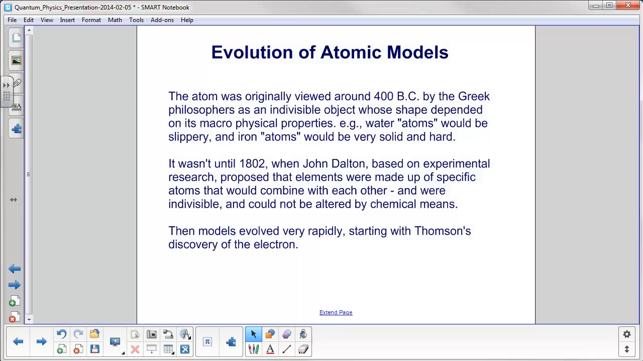It wasn't until 1802, so what's that, 2200 years later, when John Dalton, based on experimental research, proposed that elements were made up of specific atoms, and these atoms would combine with each other. They were indivisible, so we still have the indivisible part, and could not be altered by any chemical means. So this worked on disproving the alchemists who thought they could add chemicals to various elements and change them into different elements. Then the models evolved very rapidly, starting with Thomson's discovery of the electron.